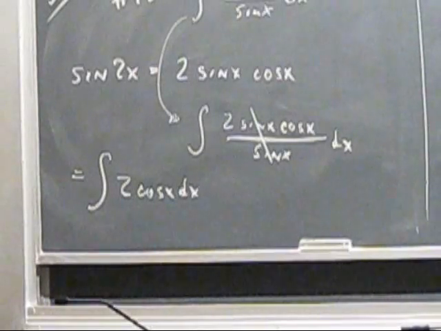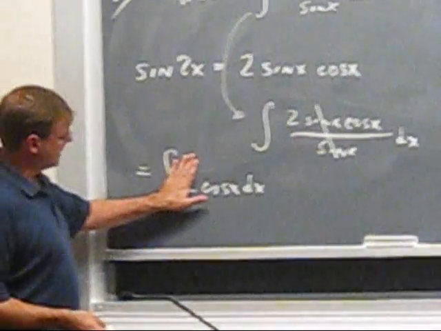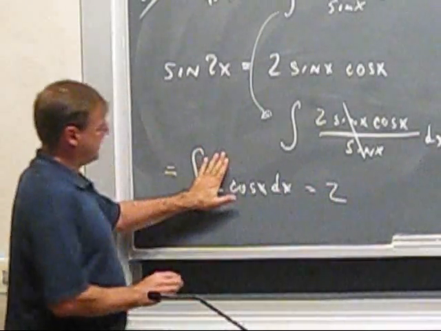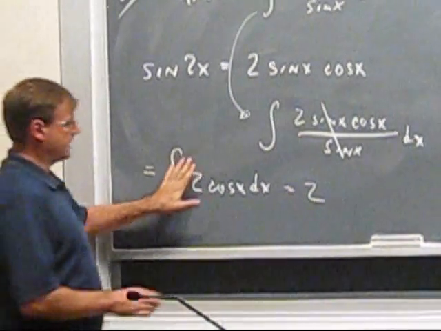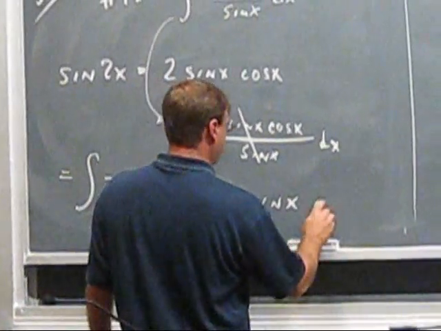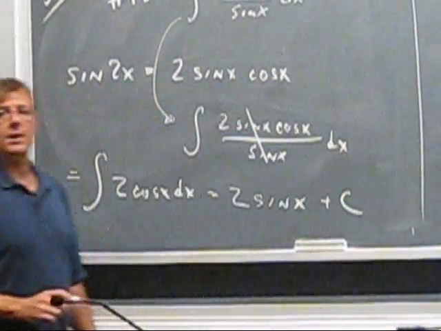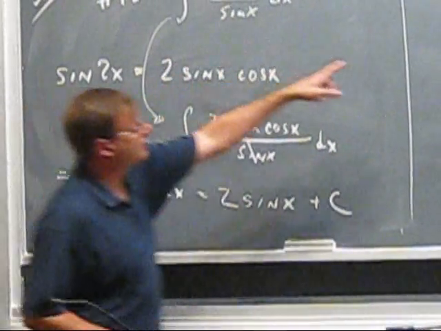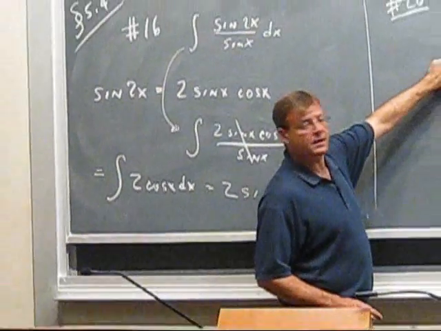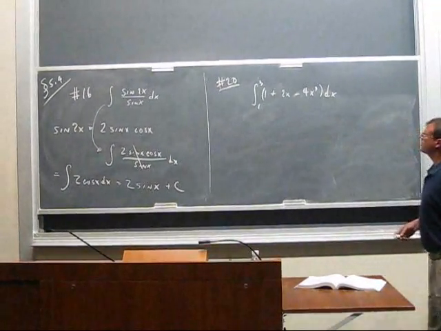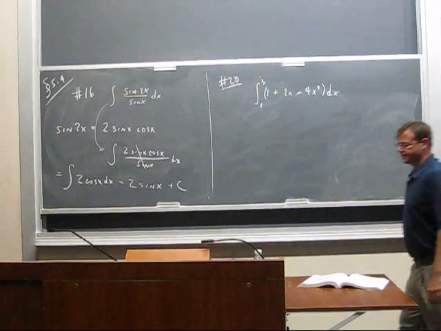That's all. The 2 can be ignored for a second here; we'll carry it with us. But the antiderivative of cosine is sine. And we need to add a constant because this is an indefinite integral, as opposed to a definite integral, which would be something like number 20 here. Okay, so we'll do number 20 next.